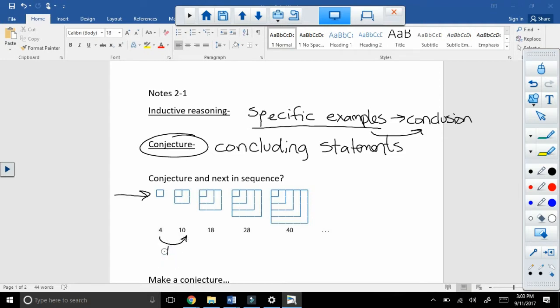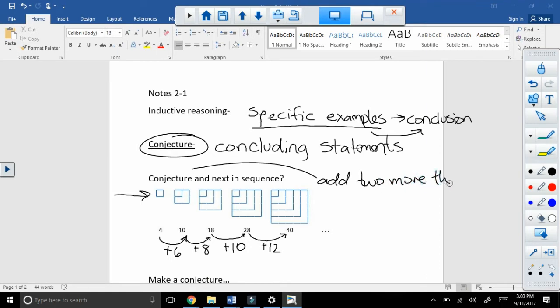And 4 goes to 10 by adding 6. And then 10 goes to 18 by adding 8. And then 18 to 28, you add 10. So it's not that you're adding a specific number each time, but there is still a pattern with this, because what's happening is you're adding 2 more than the previous number. So what you could say is that the conjecture is you add 2 more than the previous number.